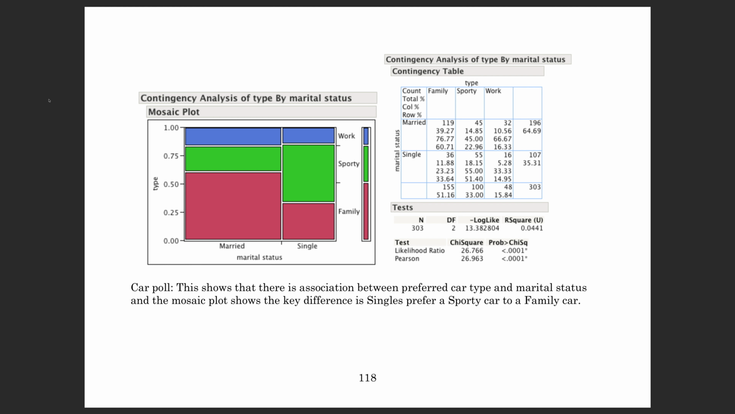What we have on the right hand side up above is a table. In that table you can see we have first of all the count, in other words how many of these men chose a particular combination. Then we have the percentage of the total. The total is 303 respondents. Then we have the column percentage and the row percentage.